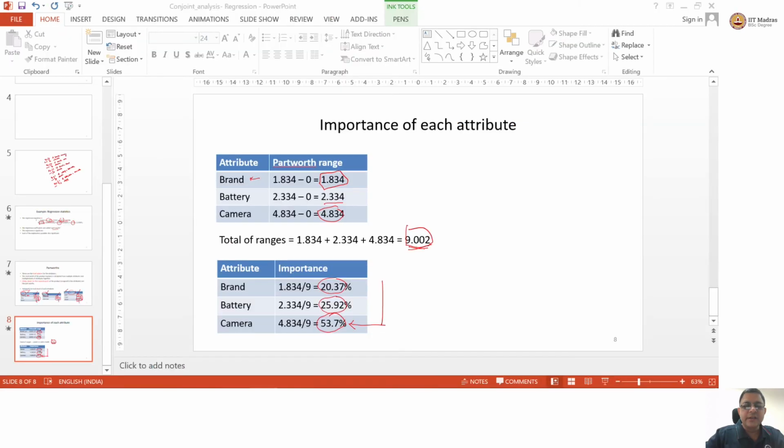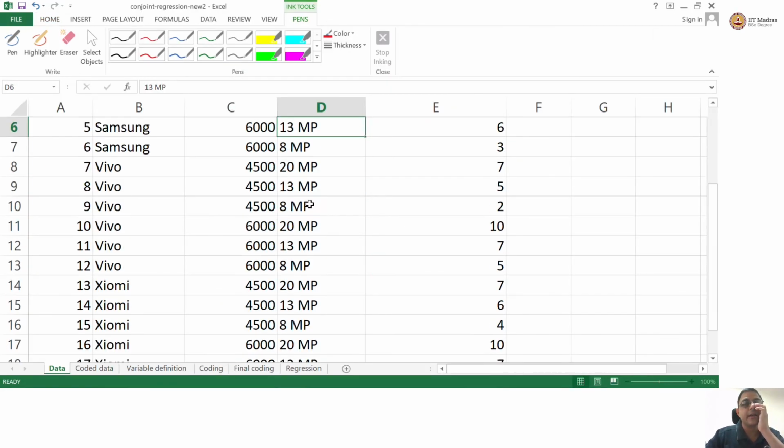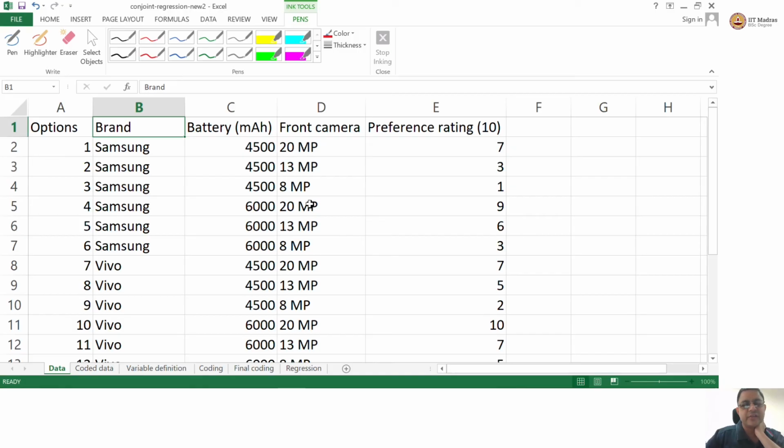Now a few other things. Here we had not taken price as one of the attributes. Obviously, prices do matter. People are price sensitive. How price sensitive they are could have been ascertained by having price as one of the attributes. Another advantage of having price as an attribute was to be able to calculate WTP, willingness to pay. How much are they willing to pay? How much does the price change if the level of another attribute changes? So WTP analysis unfortunately cannot be done using this data because we did not have price as one of the attributes. That is something that can be done using the regression method.